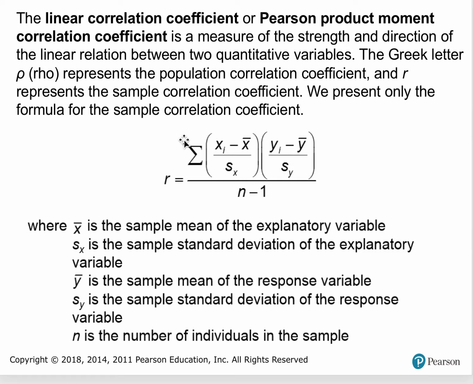So here's the formula, where x bar is the sample mean of the explanatory variable, s sub x is the sample standard deviation of the explanatory variable. Same thing for y bar and s sub y, the mean and standard deviation for the response variable. And of course, n is the number of individuals in the sample.